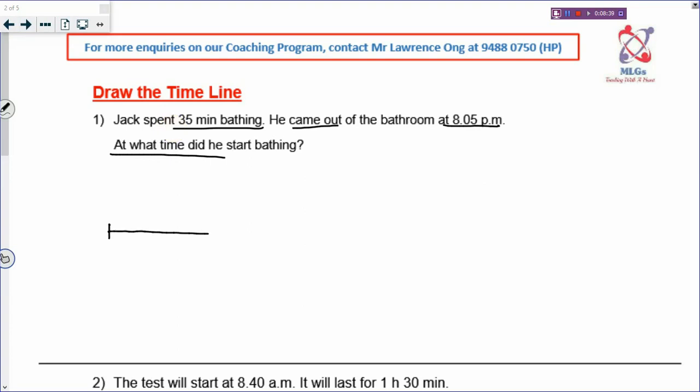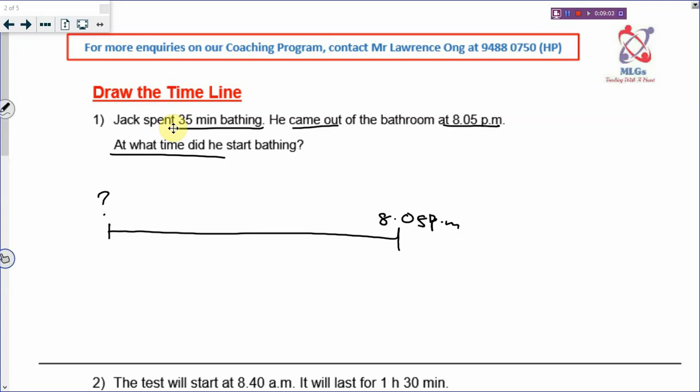So you have a timeline, and the beginning of the timeline is your start time, and the end of the timeline is your finishing time or your end time. You're supposed to find what time he started bathing. So on your timeline, you can also put the question mark. And he spent 35 minutes to bathe.